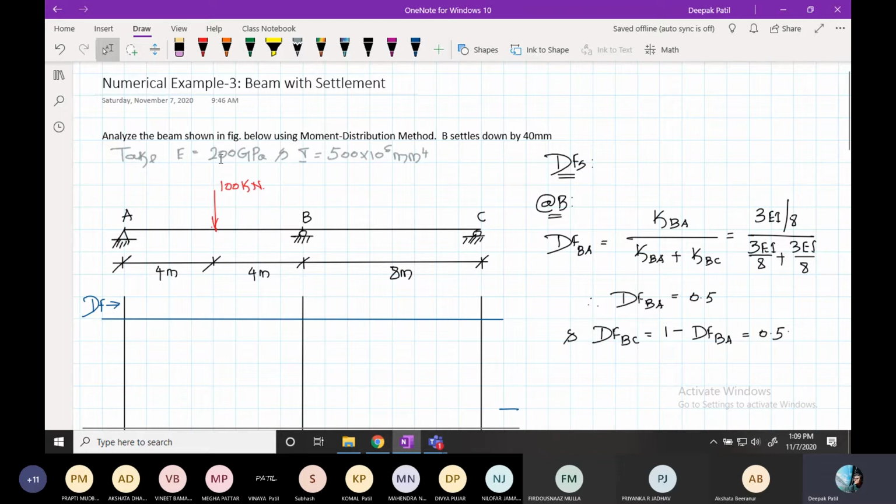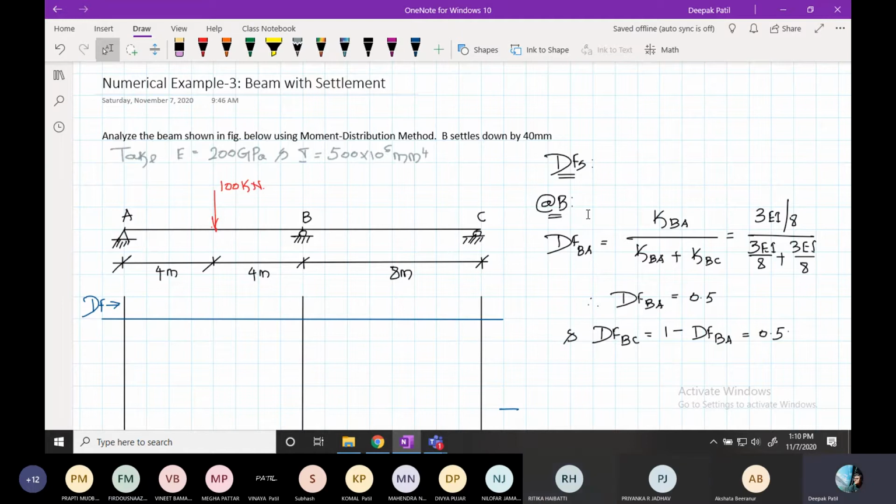Now the Young's modulus E is 200 gigapascals and the moment of inertia I for both the beams is 500 into 10 raised to 6 millimeter raised to 4. The procedure remains same, but there is a small change. So that change I will let you know. First, let me calculate the distribution factors. Tell me at how many points you will calculate the distribution factors. Yeah, only at B.